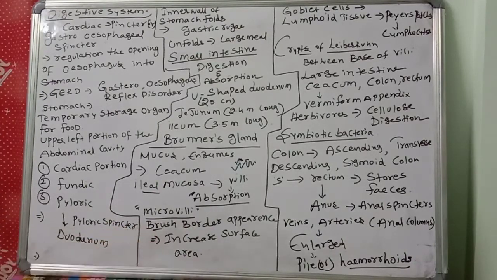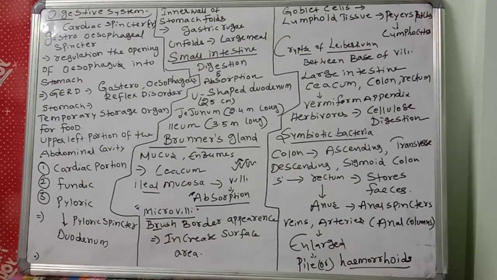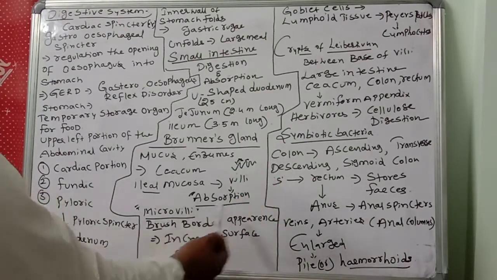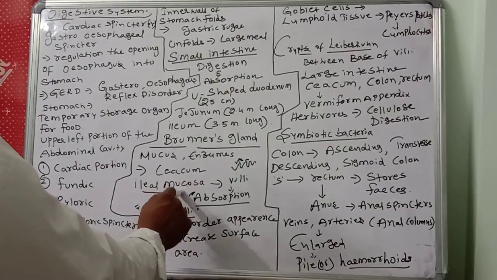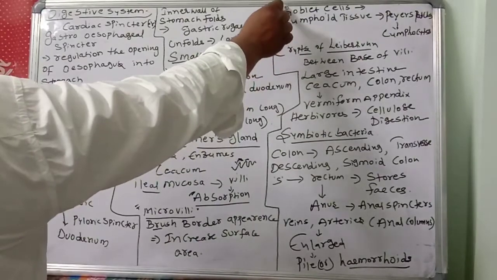Brush border appearance increases the surface area for absorption. The next important topic is goblet cells. The ileal mucosa not only contains microvilli and villi, but also consists of goblet cells.